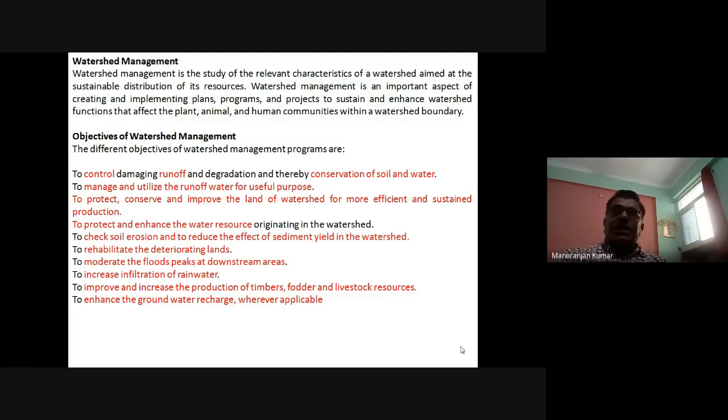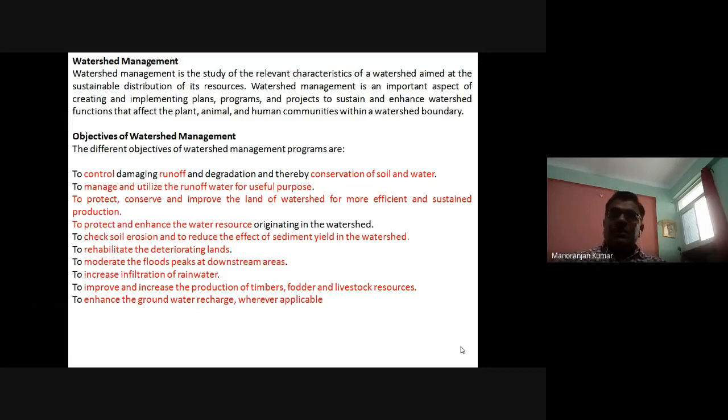Watershed management is an important aspect of creating and implementing plans, programs, and different projects to sustain and enhance the watershed functions that affect the plant, animal, and human communities within a watershed boundary. Okay, so that is known as watershed management. Now we will see what the objectives of watershed management are.